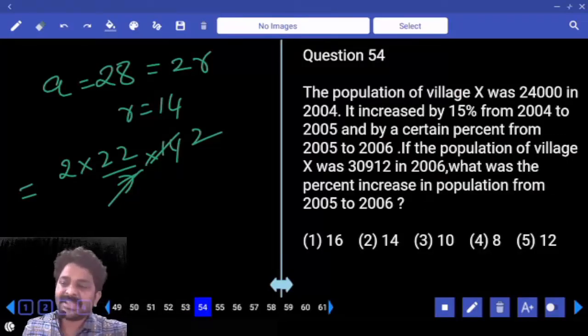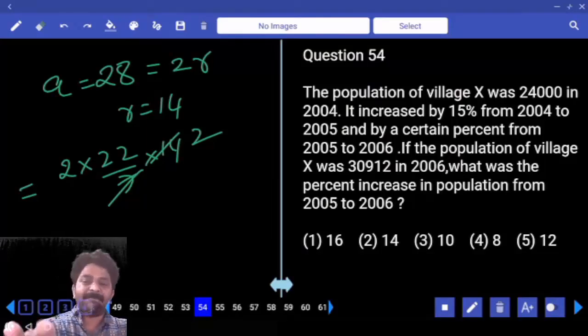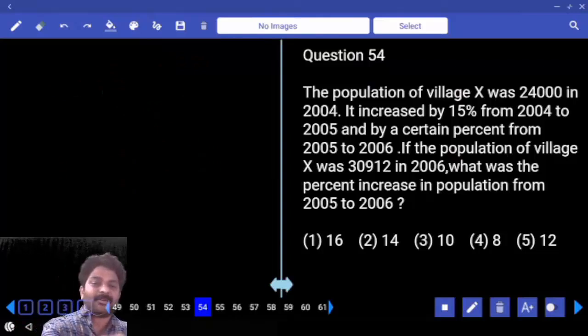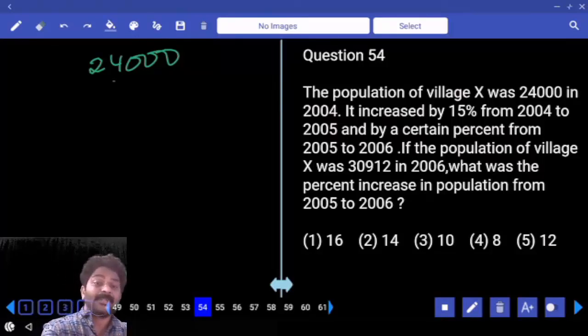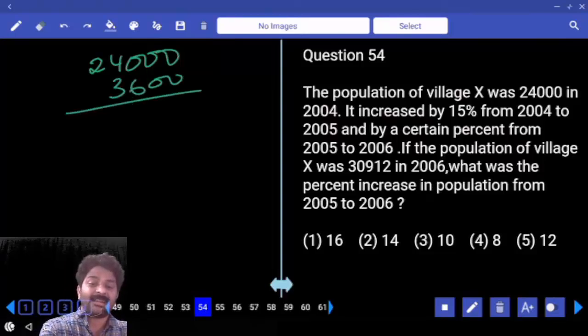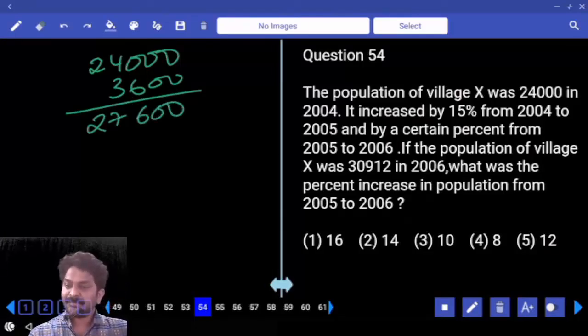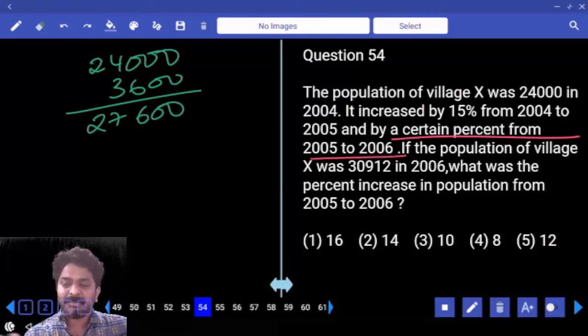The population of village X was 24,000 in 2004. It increased by 15% from 2004 to 2005. Hold on. Initially it is mentioned as 24,000. Increased by now, 10% plus half, right? What is 10%? 2,400. Half of that is 1,200. Sum? 3,600. Now the value becomes 27,600. Next, it increased by a certain percentage from 2005 to 2006.